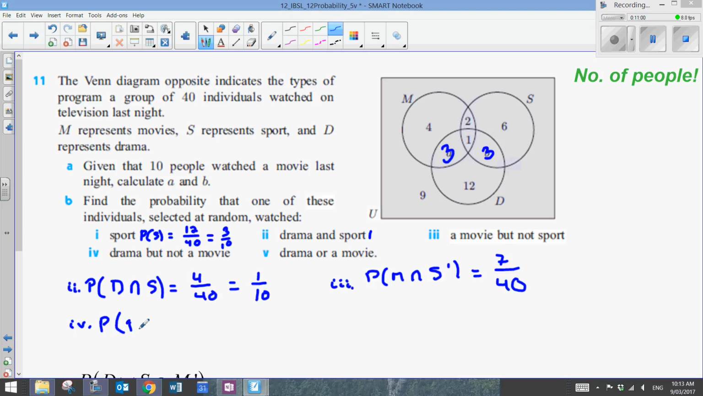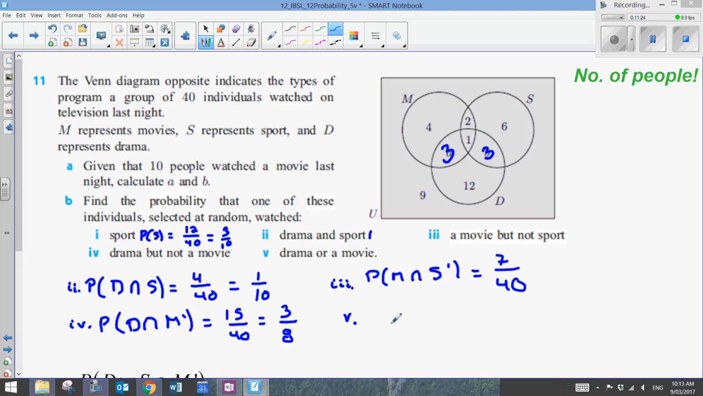So the probability of watching drama, or a movie, oh no, we're still on 4, but not a movie. So drama and not including a movie, so the complement of movie. Drama, not a movie, we have 15 out of 40. And we can reduce that down by 5, so we get 3 out of 8.